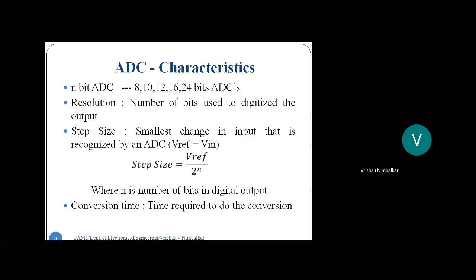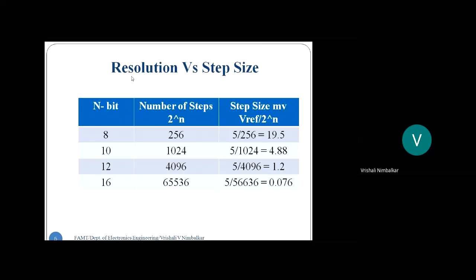Now let us look at what resolution is. For an n-bit ADC, a 10-bit ADC means 10 is the resolution. A 16-bit ADC means 16 is the resolution. And what is the step size? V reference upon 2 raised to n. Okay, so look into the table here.